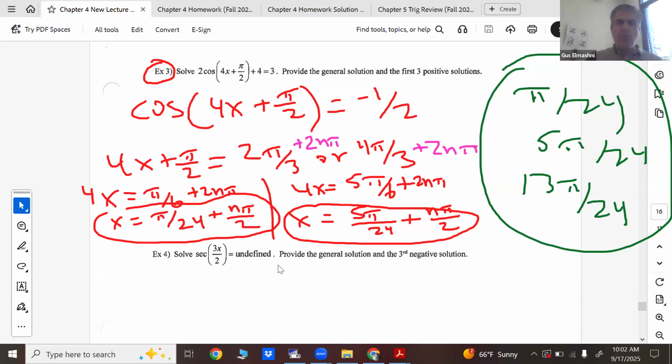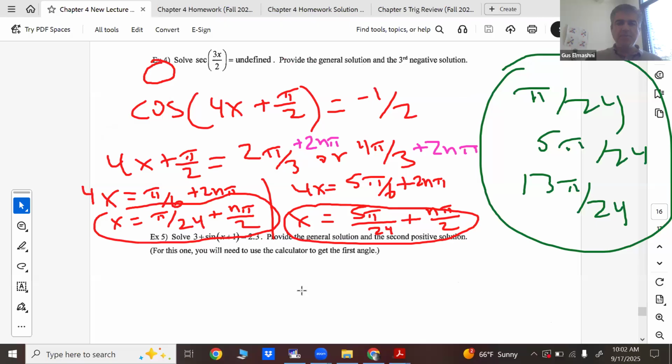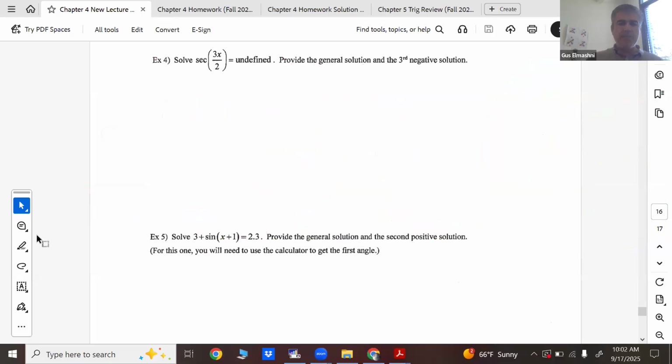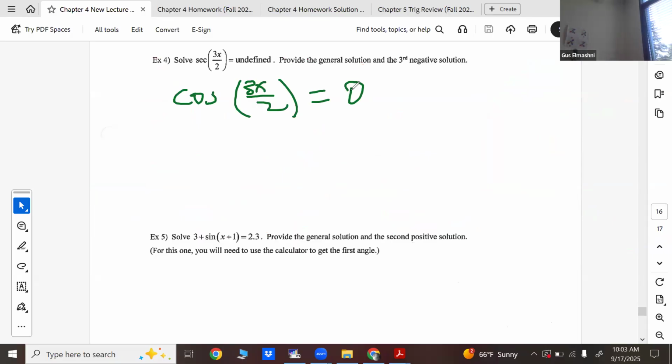All right, you guys try example 4 now. And I'll do example 5 with you guys because that one's a little funky. So, undefined. If you think about it, wouldn't that make sense? If secant's undefined, that means the cosine was 0. And remember, we're not doing any inverse just yet. Just go for secant and cosine, you don't flip the inside. Cosine goes to 0. That's going to be at pi over 2 and 3 pi over 2.